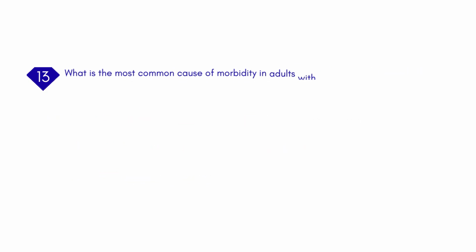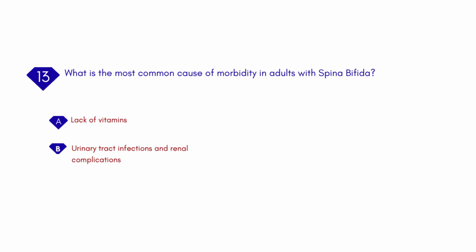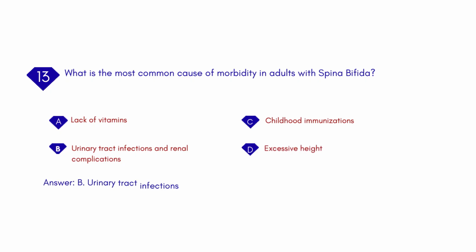What is the most common cause of morbidity in adults with spina bifida? A. Lack of vitamins. B. Urinary tract infections and renal complications. C. Childhood immunizations. D. Excessive height. Answer: B. Urinary tract infections and renal complications.